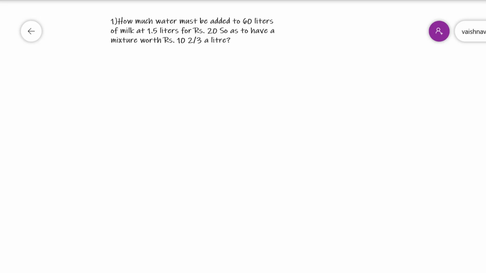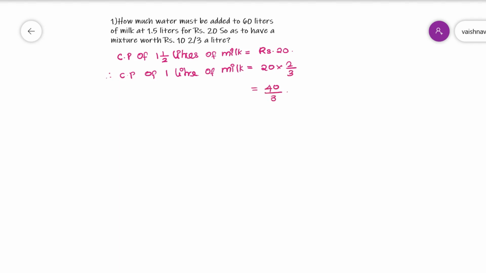How much water must be added to 60 liters of milk at 1.5 liters for rupees 20 so as to have a mixture worth rupees 10/3 per liter? So the cost price of 1.5 liters of milk is 20 rupees, they have given. So what is the cost price of 1 liter of milk? It will be 20 into 2/3.